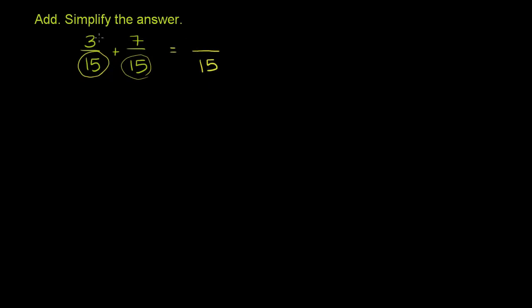So if you add these two fractions, your sum is going to have the same denominator, 15. And your numerator is just going to be the sum of the numerators. So it's going to be 3 plus 7, which is equal to 10 over 15.